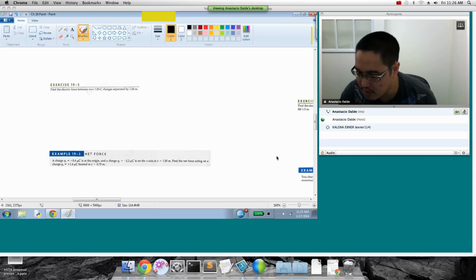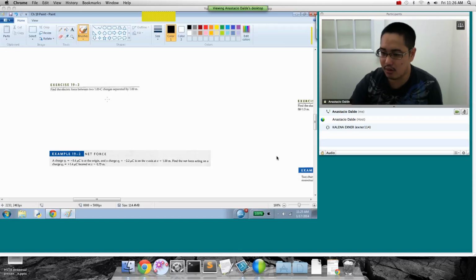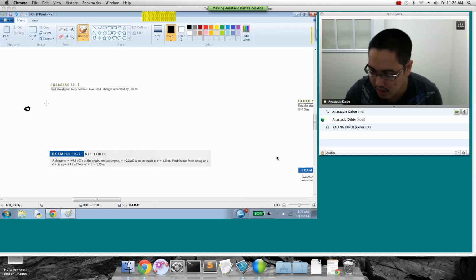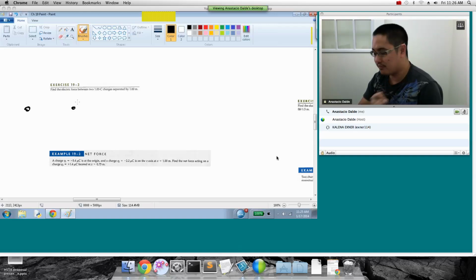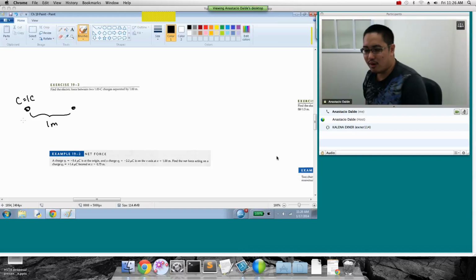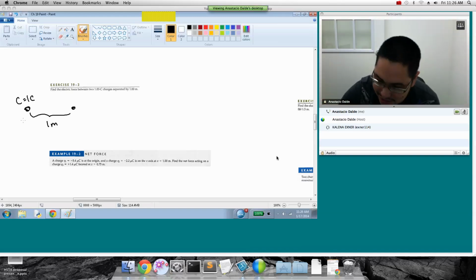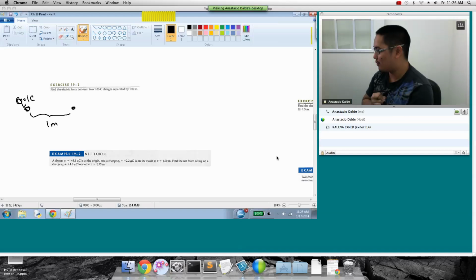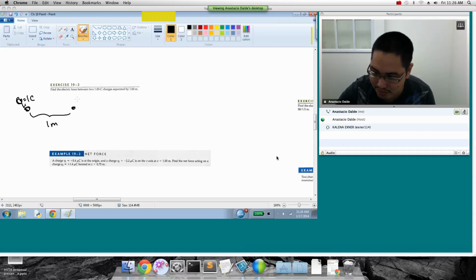Find the electric force between two 1 Coulomb charged particles separated by 1 meter. Okay, so draw the picture. I've got a charged particle and I got a charged particle. I'm going to separate them by 1 meter. The charge on this guy is equal to 1 Coulomb. You see why I don't use the letter C for charge? Because it says C equals 1C. No, it's Q1 equals 1 Coulomb, and Q2 equals 1 Coulomb. Are we cool?